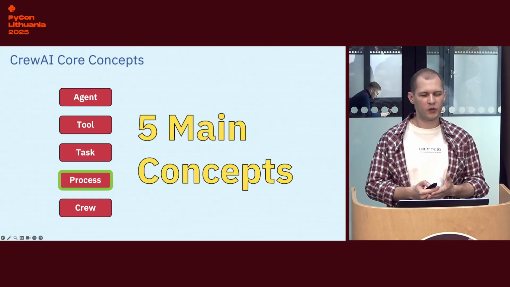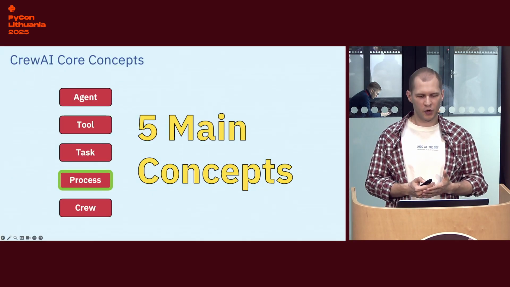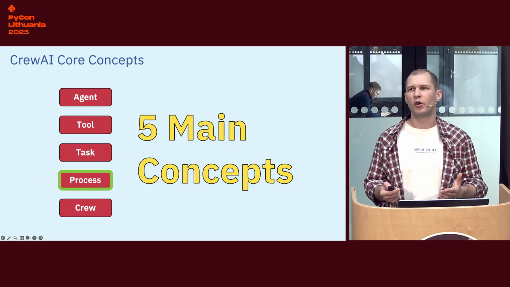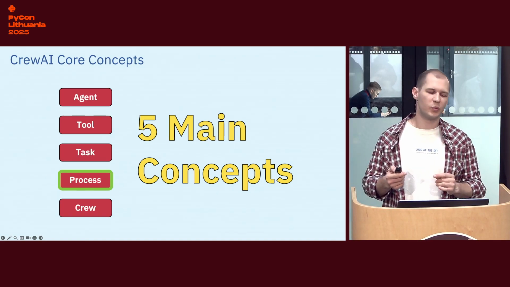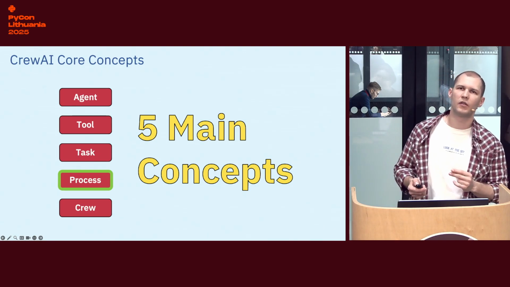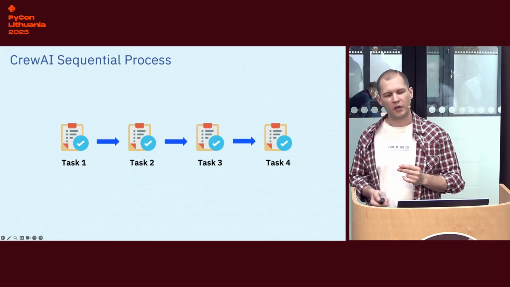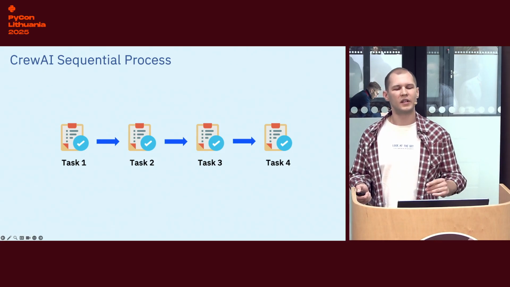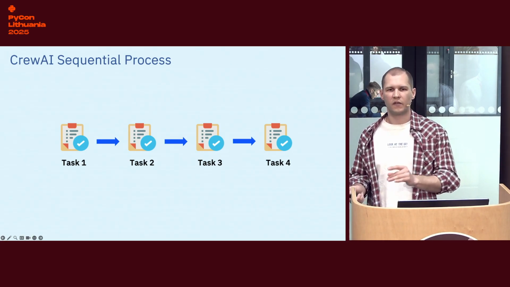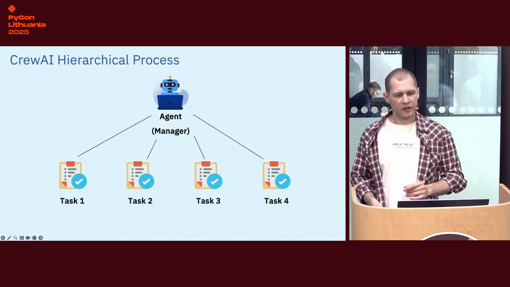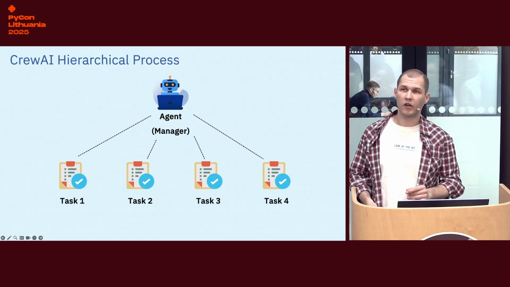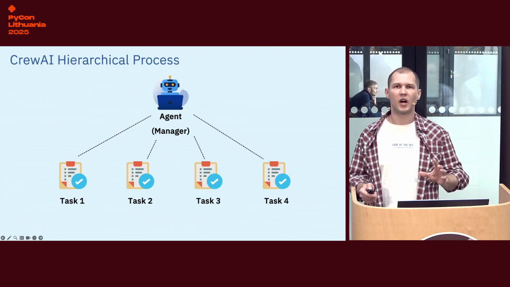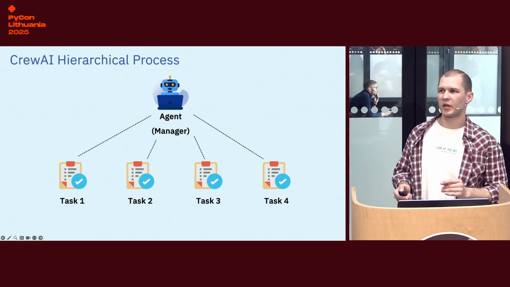Now moving on to the next concept, which is process. In CrewAI, process is nothing more than the order in which the tasks will be executed. And there are 2 types of processes in CrewAI. There is the sequential process, where the tasks are executed in the same order as they were defined in the code. And there is the hierarchical process, where the agent decides in which order the tasks are executed.